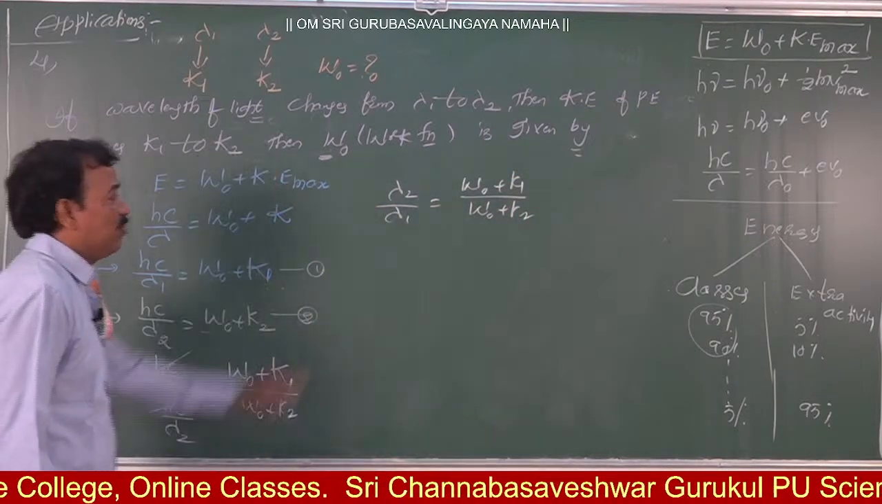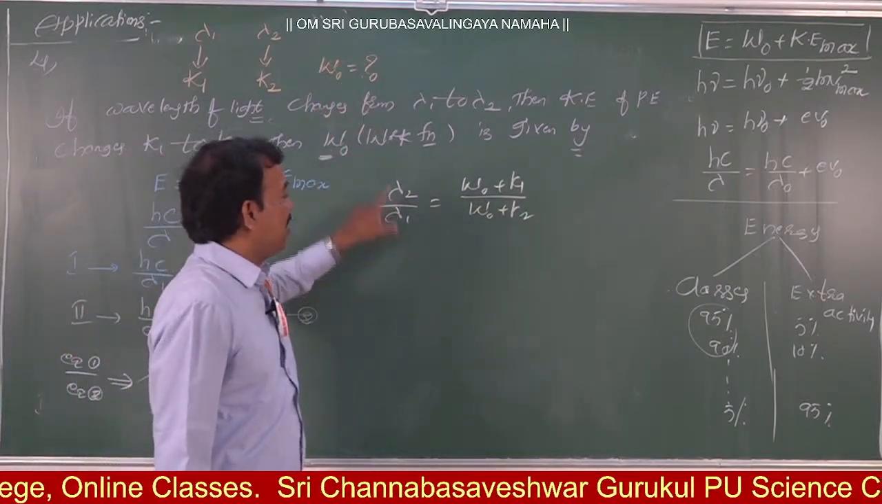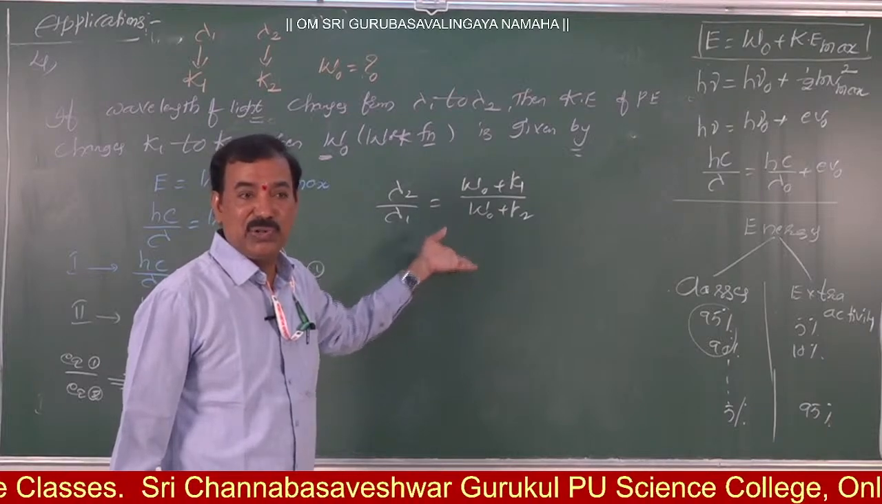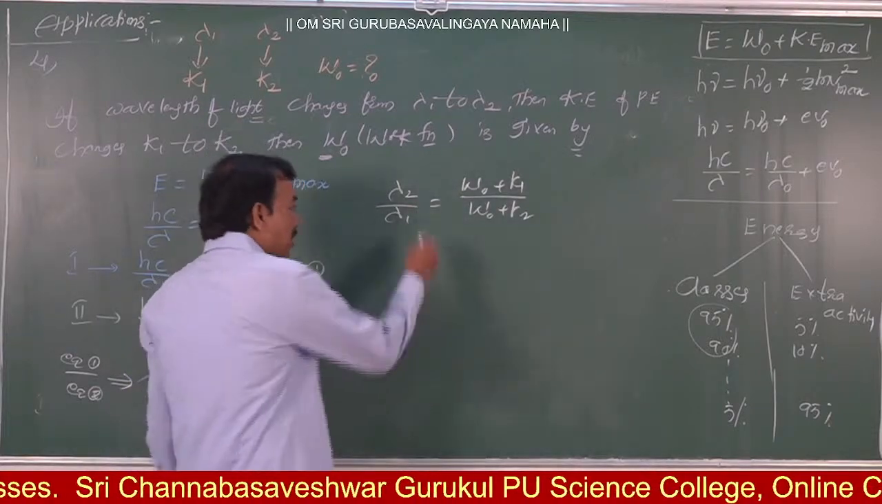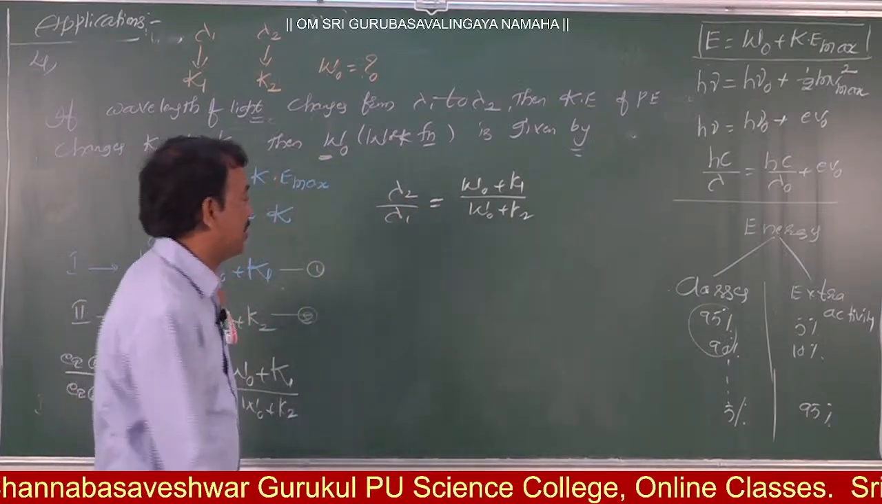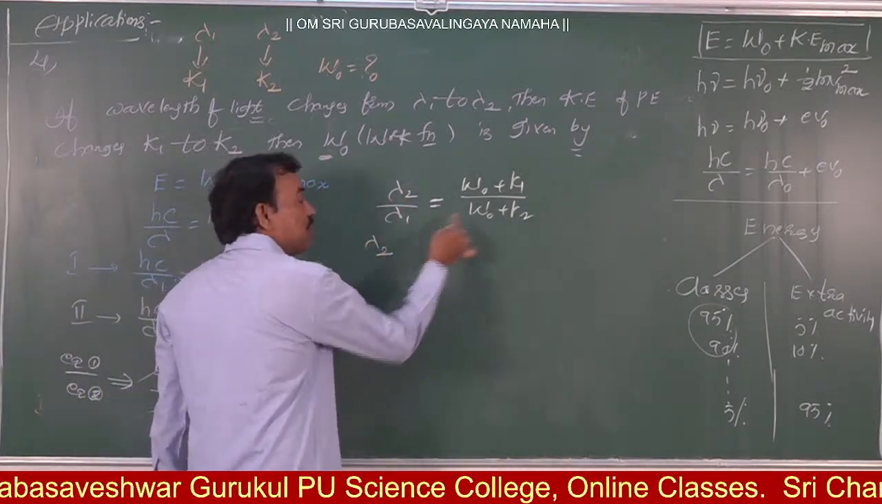So in this equation, W naught, lambda 1, lambda 2, K1, K2, you have to find the W naught equation, a simple equation. Now you have to do the remaining equations also. So now again you have to do cross multiplication. What is that equation here? So lambda 2 into this value.